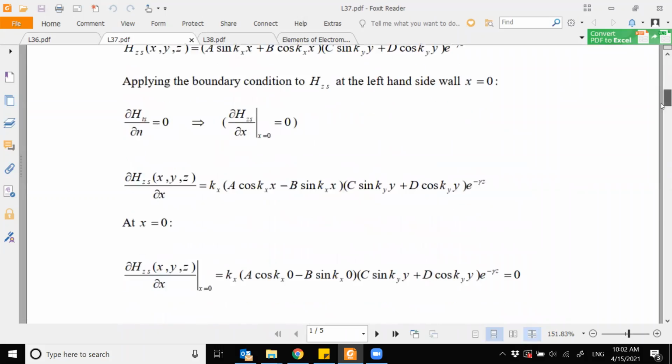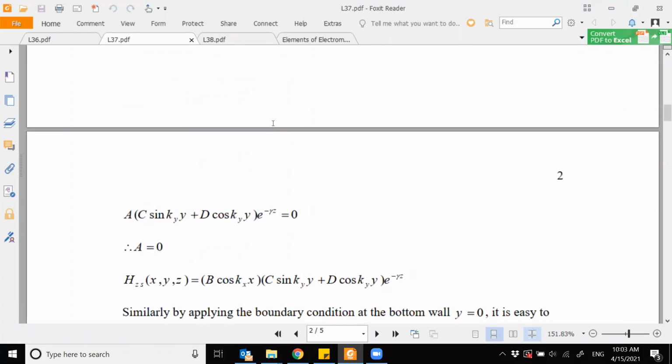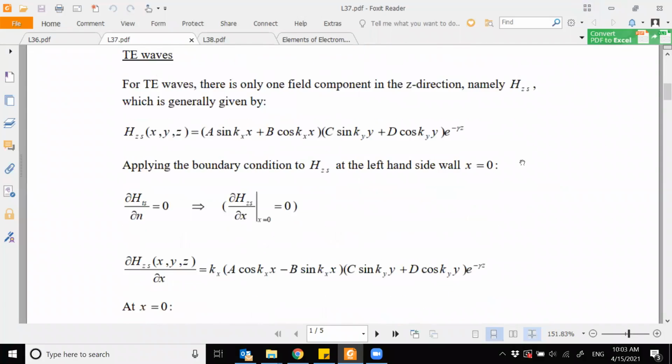And from these 4 boundary equations, we found our solution. We looked at the HZS solution, because, as I told you, with this you would be able to get the other components. And moreover, we are looking at the TE modes. So for the TE, you will have 5 field components, which will be EXS, EYS, HXS, HYS, and HZS, because EZS will be 0 in the TE case.